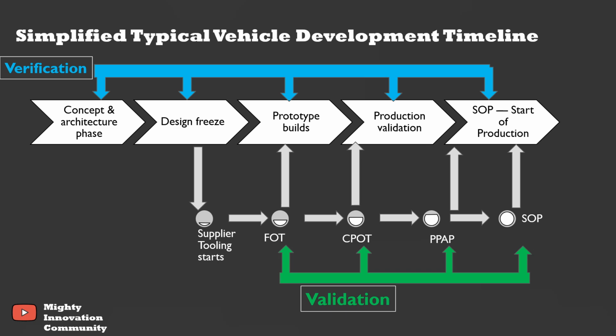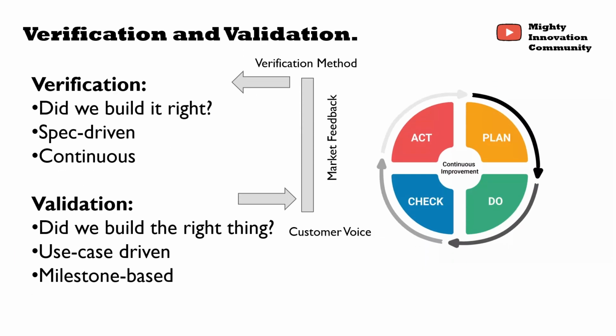So to summarize, verification answers, did we build it right? Or did we check it right? It's spec driven and it is continuous. Whereas validation asks, did we build the right thing in the first place? It's use case driven and milestone based, and understanding this difference makes you a very strong automotive engineer and makes your automotive program a success.